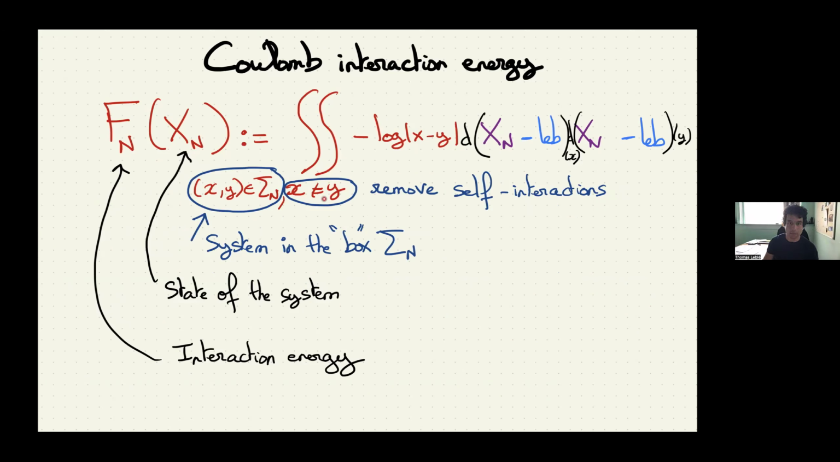And the only thing that you do is that you remove the diagonal because you don't want a point charge to interact with itself. That would be bad. And you restrict to the points in the box. So Xn lives in the box, but the Lebesgue measure, you make sure that you only look at it within the box. So that's the energy for a given state of your system.